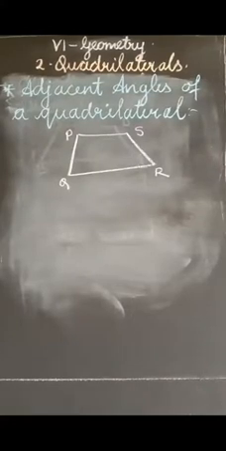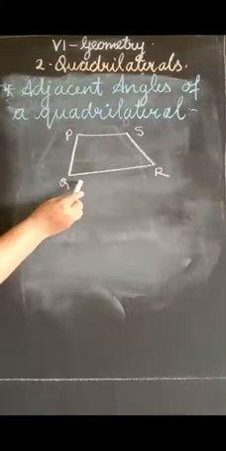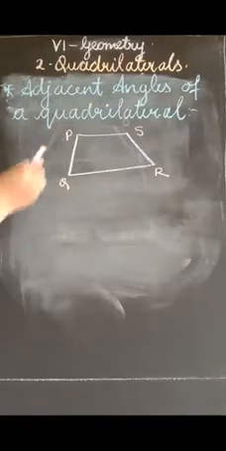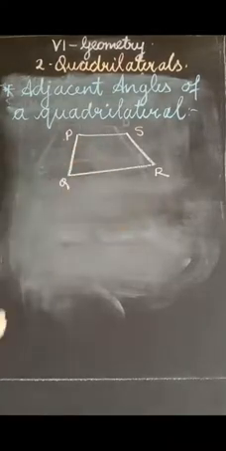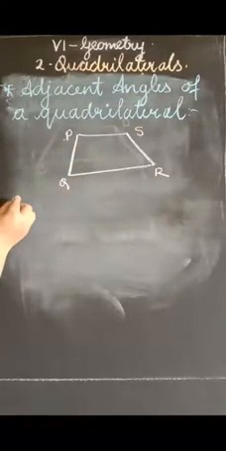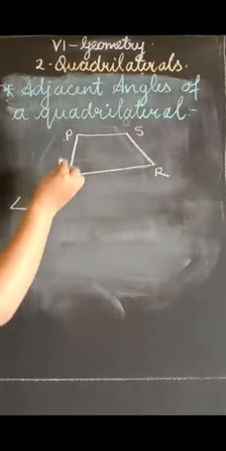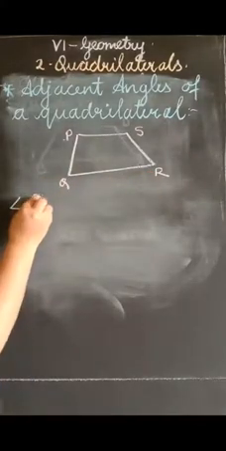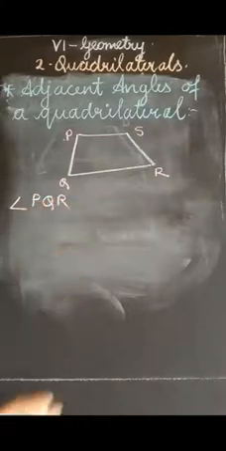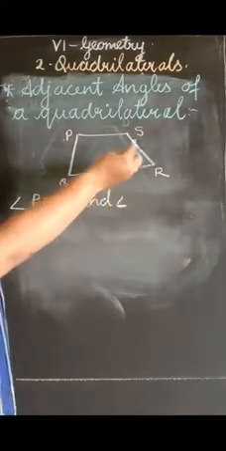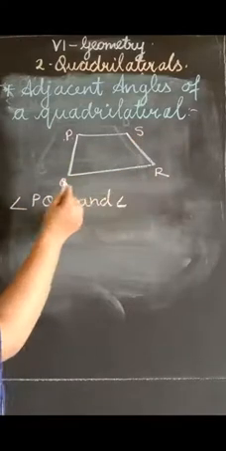So now we'll begin with the next point, that is adjacent angles of a quadrilateral. So we are having a quadrilateral on the board which is named quadrilateral PQRS. Okay, students, now I will take one of the angles. Suppose I am taking angle PQR. So I have taken angle PQR and other angle I am taking SRQ.